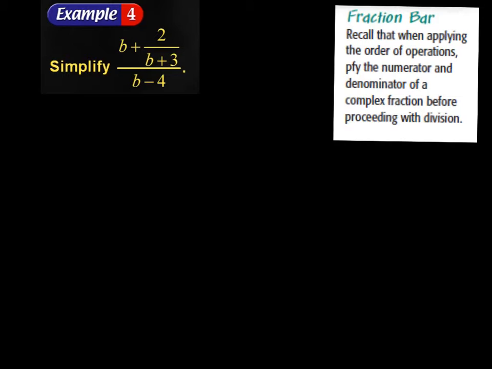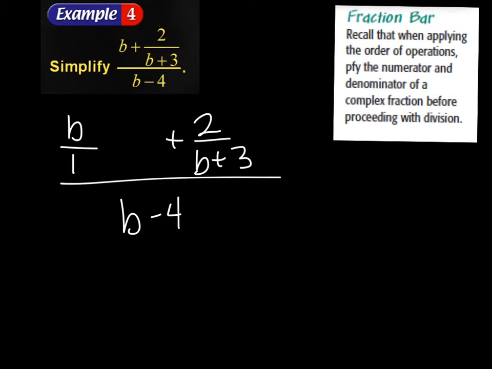Our directions are really simple, simplify, but it looks kind of complicated. So I thought I'd put this little note in here. Recall that when applying the order of operations, simplify the numerator and the denominator of a complex fraction before proceeding with division. So to simplify the numerator, I need to get a common denominator in the numerator, which is going to be b plus 3.